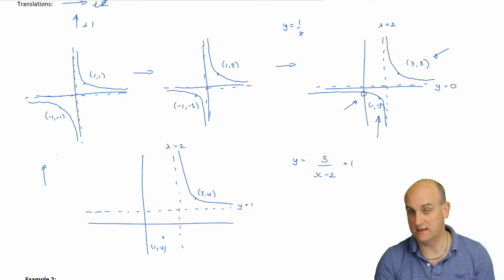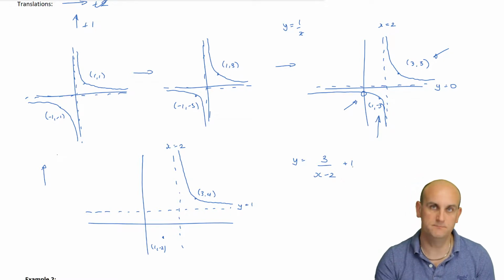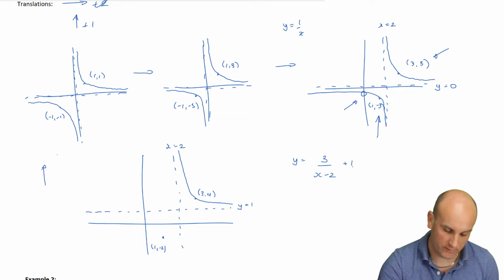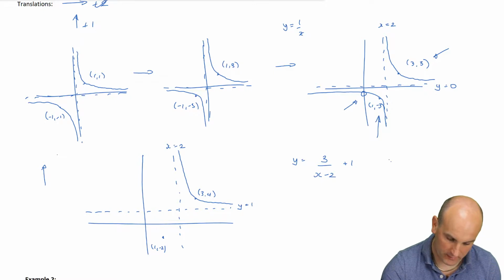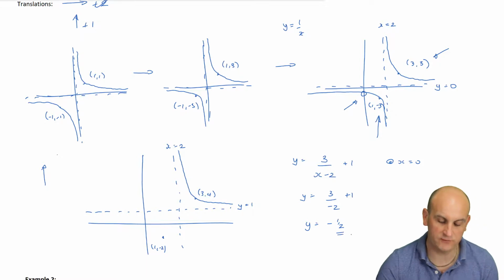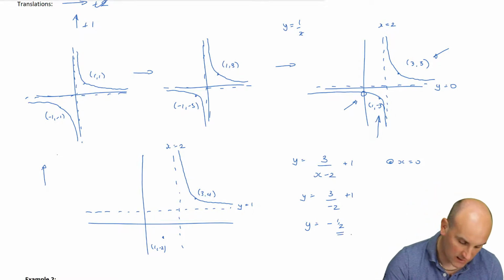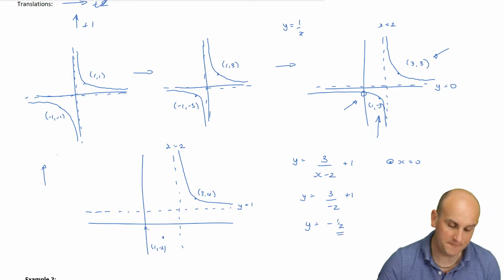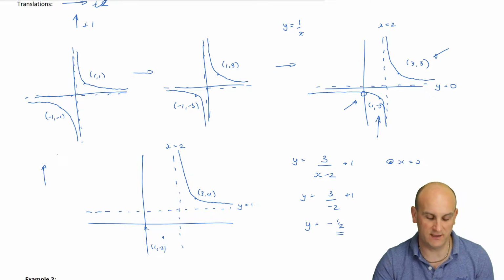Well, to find this intercept, what do I need to know? Well, I know that the x value is 0, so when I put x equals 0 in here, so we're going to say let x equal 0, so I'm going to get y is equal to 3 on minus 2 plus 1, so y is going to equal minus 1.5 plus 1, which is minus a half. So we now know the y-intercept is minus a half. So I'm going to put a cross there, and I'll put that coordinate value back in.